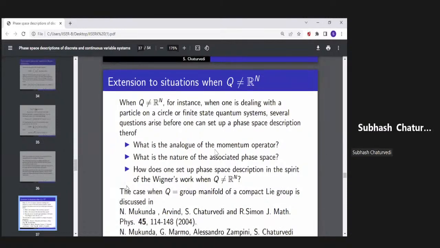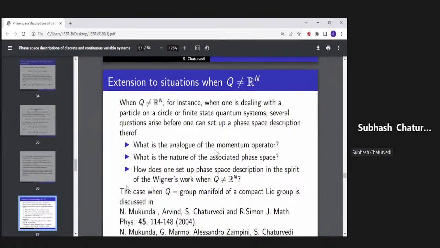Here I'm just indicating what happens when our configuration space is not the real line. Then, for example, if you consider a particle on a circle in the classical context, what will be the corresponding phase space description? As I said earlier, in the classical case, there's a standard procedure to go from the configuration space to the phase space.